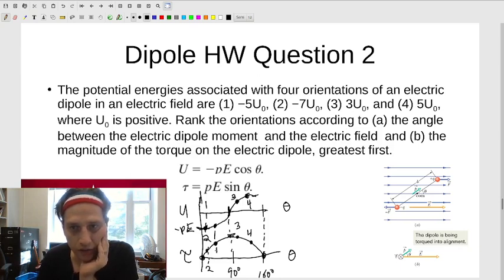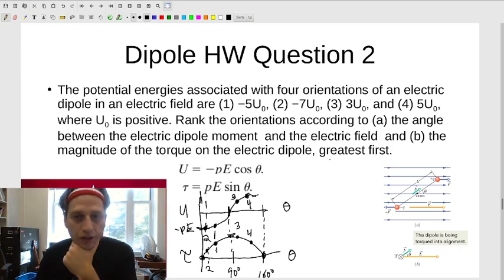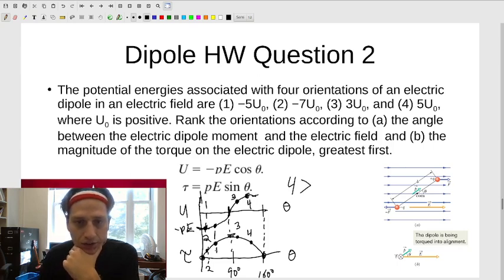So if I'm ranking the orientations by the angle between the electric dipole moment and the electric field, and we start with the greatest, well, my greatest angle is going to be 4, where I have the closest to anti-aligned. It's going to be bigger than 3. It's going to be bigger than 1. It's going to be bigger than 2. So that's my part A.